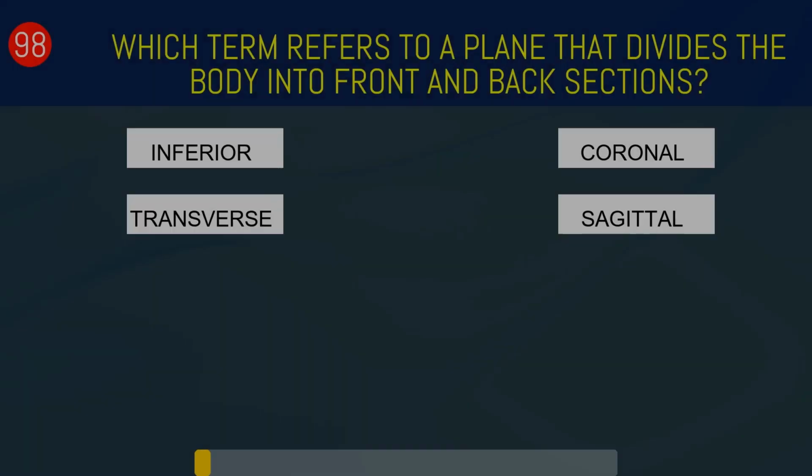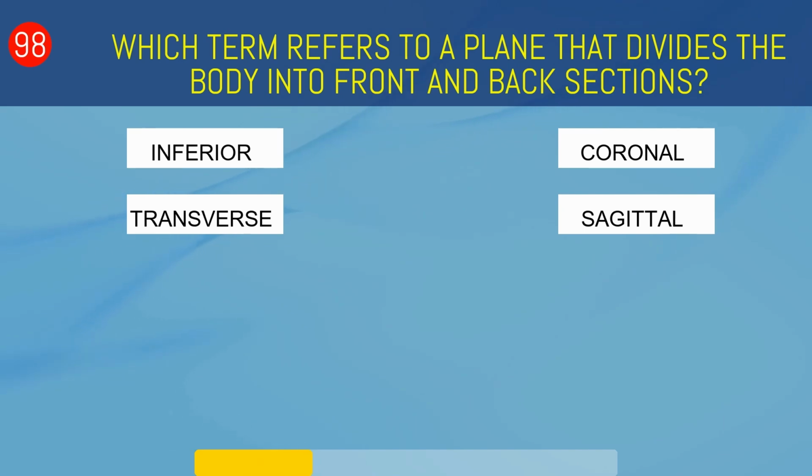Distal. Which term refers to a plane that divides the body into front and back sections? Inferior, transverse, coronal, or sagittal? Coronal.